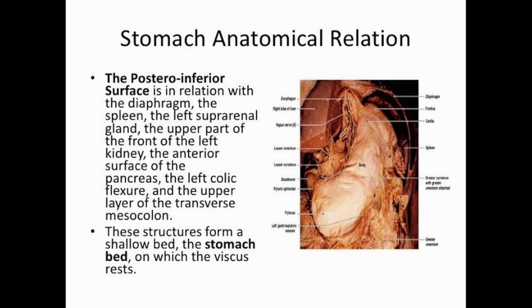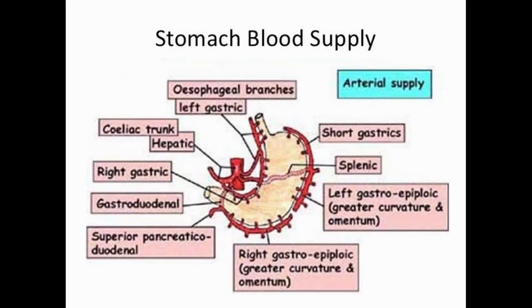So far we discussed the stomach shape, parts of the stomach, orifices, notches, omentum, and curvatures of the stomach. Now we discuss the blood supply of the stomach. The stomach is supplied by the splenic artery, left gastroepiploic artery, right gastroepiploic artery, gastroduodenal artery, right gastric artery, celiac trunk, hepatic artery, left gastric artery, and superior pancreaticoduodenal artery. So this is the blood supply of the stomach.